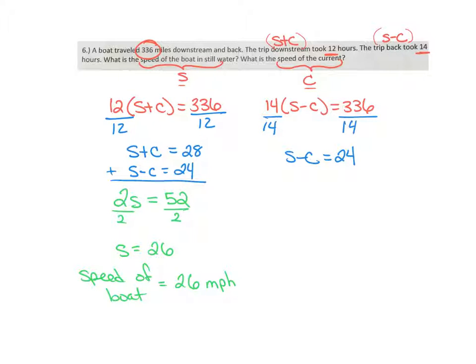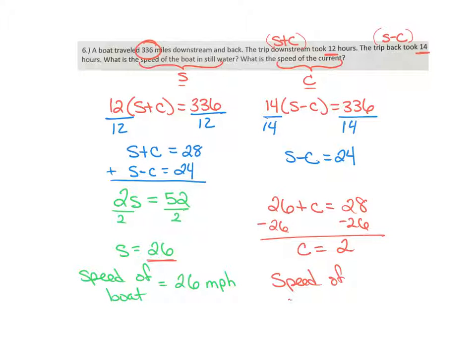Now, in order to find out what the speed of the current is, we've got to plug this back in to one of our equations, and I'm going to choose to put it into the first one. So we get 26 plus the speed of the current equals 28. You subtract 26 from both sides. You get that the speed of the current is 2. So speed of current equals 2 miles per hour.